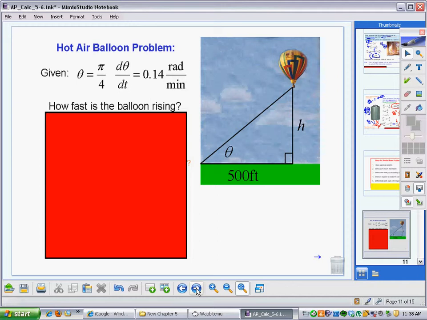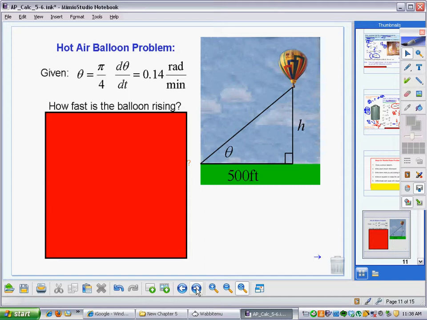All right. This question is not great, so I'll tell you what the question would look like on the AP exam. Here's what the question looks like on the AP exam. You are standing 500 feet away from the bottom of a hot air balloon. The hot air balloon is rising straight up vertically. There's no wind, so it's not being blown left or right. It's just going straight off the earth. How fast is the balloon rising?